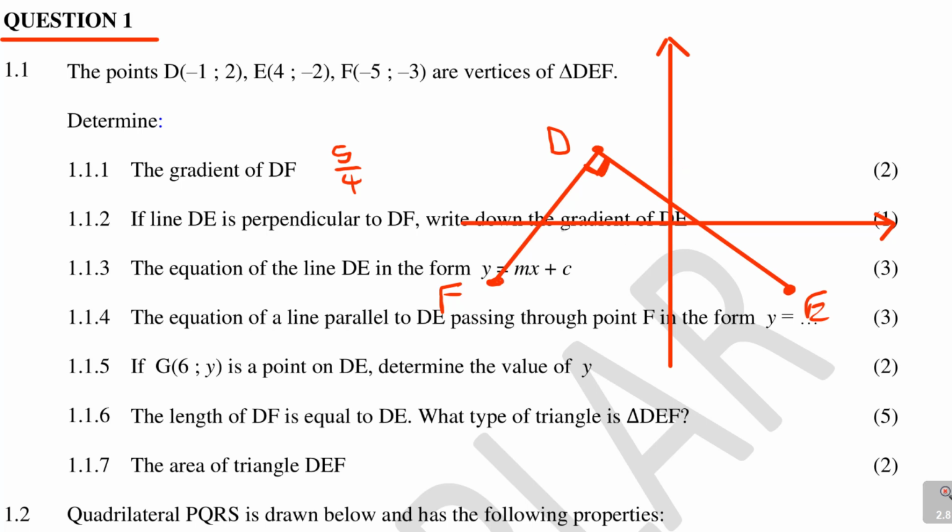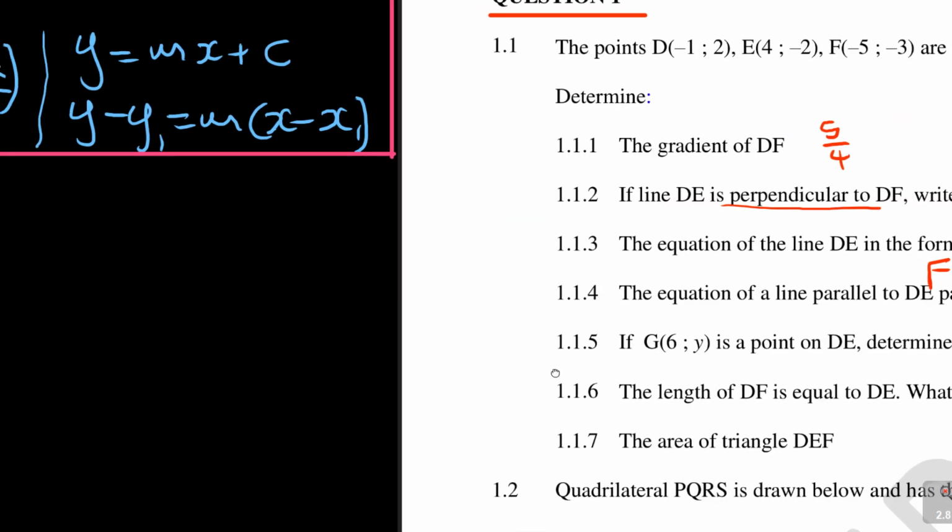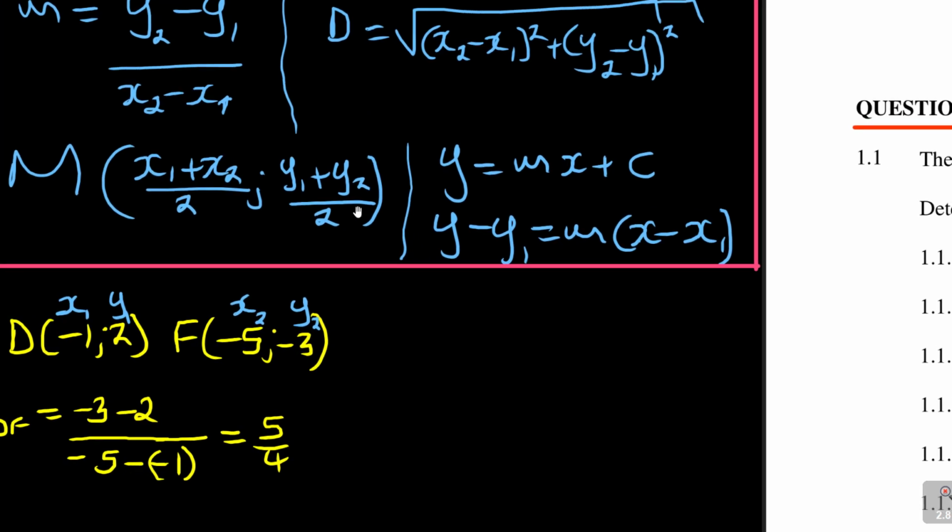I'm just going to try to maintain it like that as these points, but I'm going to erase just in between. I'm just going to maintain my sketch like this. Alright, I'll continue the line. Now it says if DE is perpendicular to DF, write down the gradient of DE. Now look at this. It's a very common one again. We know the gradient of DF, and there is a formula for gradients.